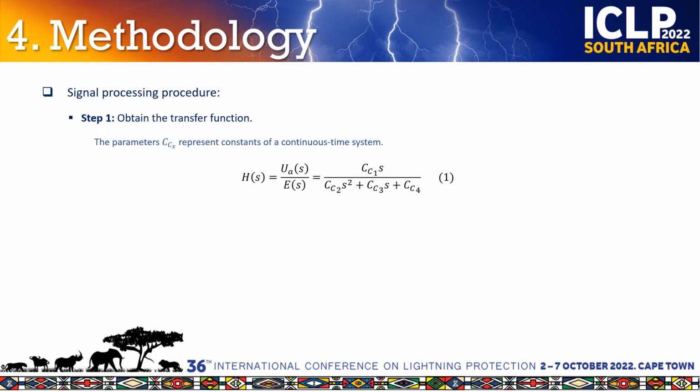The signal processing procedure is composed of several steps. First, the transfer function of the measurement system, shown in equation 1, is analytically obtained in the Laplace domain, considering all the features of the integrator circuit. The parameters CCX represent constants of a continuous time system.